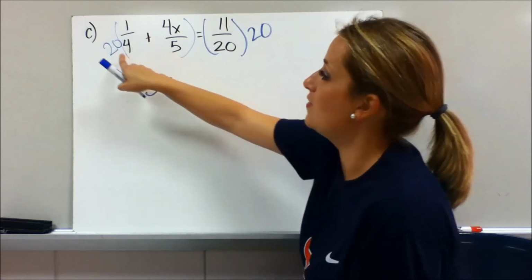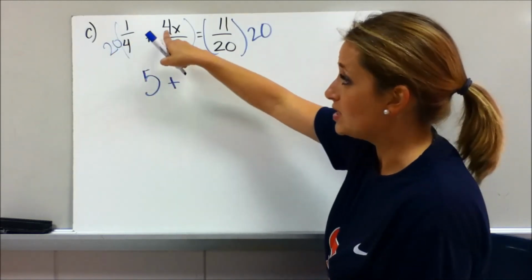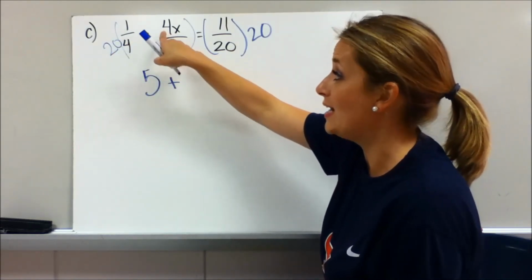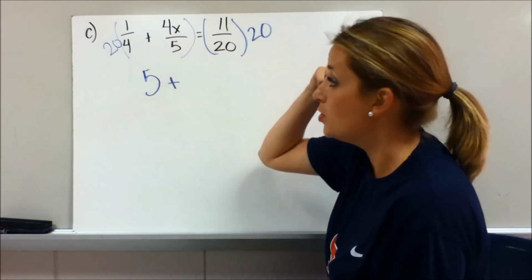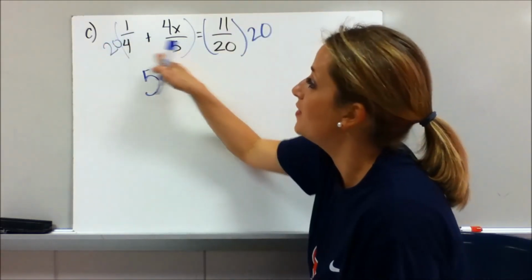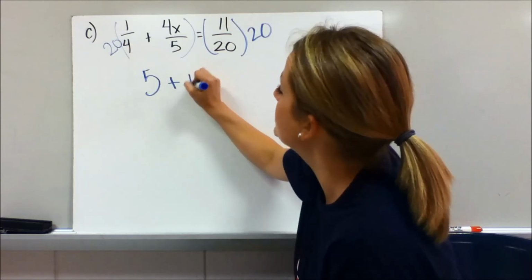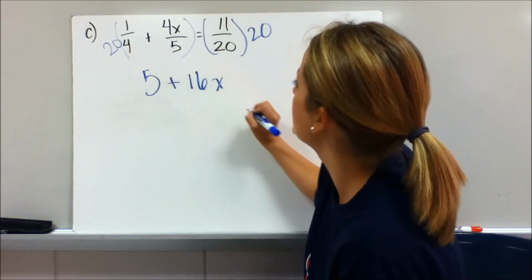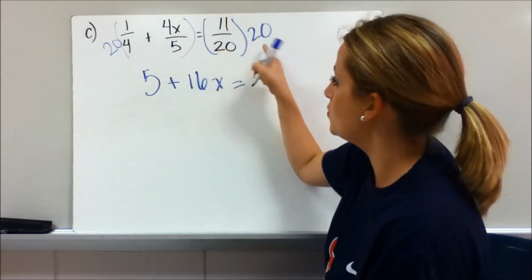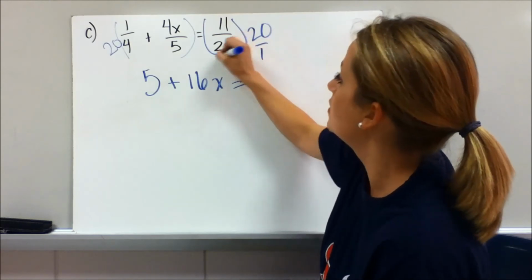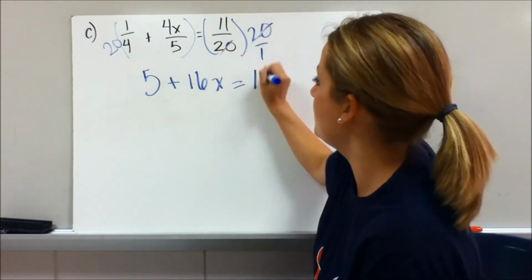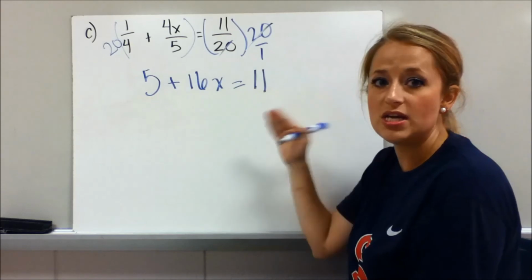Now here, think of it this way. 20 times 4 is 80. 80 divided by 5 is 16. Or you could have thought about that as like cross simplifying and had a 4 on top. It is 16x equals, and 11 over 20 times 20, think of that as multiplying fractions, you have 11 left on top. So this is much easier to solve.